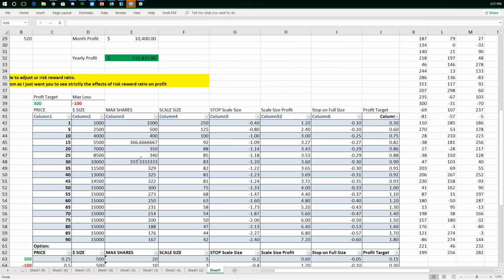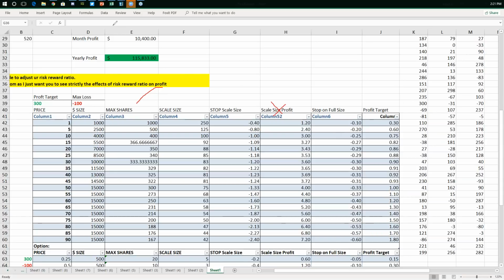Anyways, going back to the spreadsheet, let's talk about what you see here. We've got the max dollar amount and max share size per trade. We've got the scale size based off of the dollar amount you're willing to put in per trade. Stop on the scale size. Scale size profit I wouldn't worry about. Don't worry about this area here. Stop on your full size. So obviously if you take a $10 stock again, 400 shares, where does your stop go? Your stop would go 25 cents below your average.